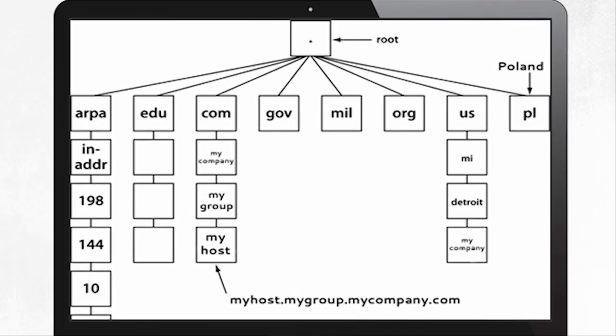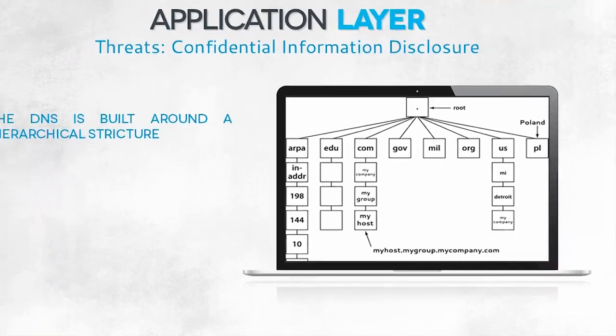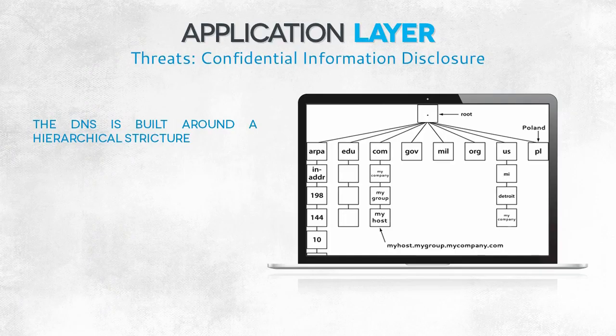At the top, there are the root servers, the root zone. These are the servers responsible for the root domain. Domains such as com, org, gov, etc. are its subdomains. Each DNS server can be responsible for one or more domains. The client side of the DNS is called the DNS resolver.